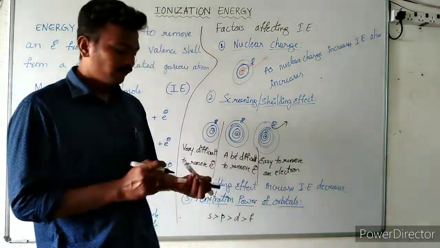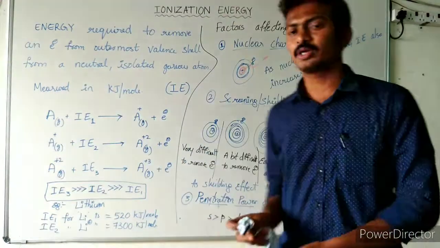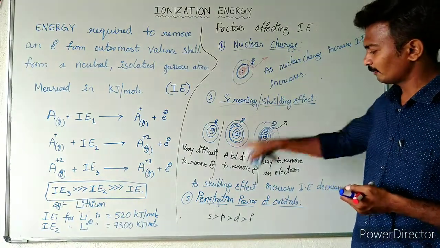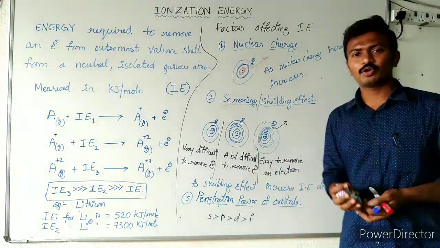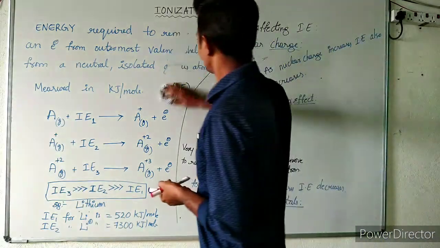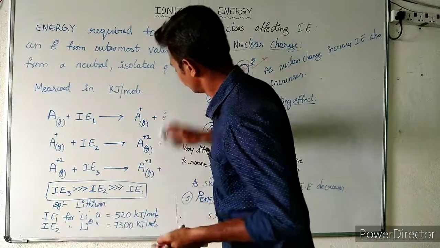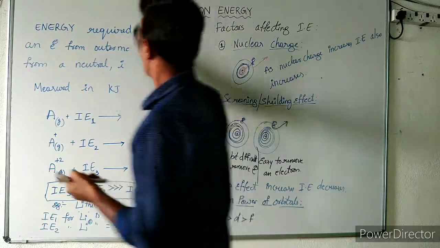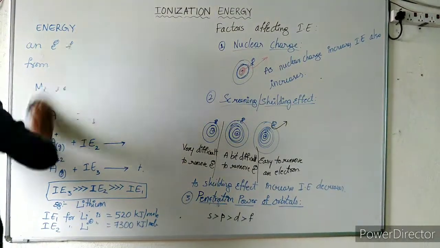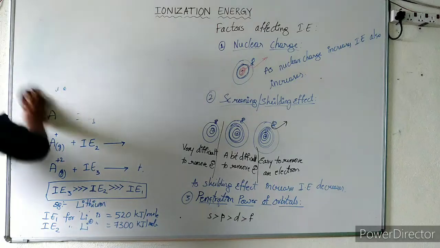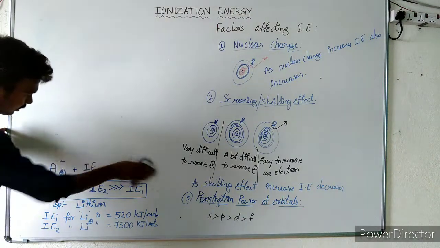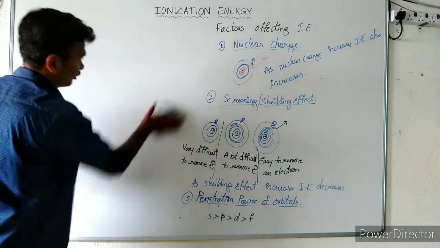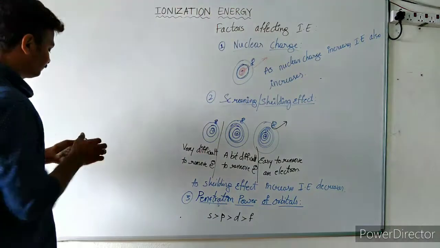Okay, all these are the factors, and the next factor which we are going to discuss is, see, we have discussed nuclear charge, screening effect or shielding effect, and penetration power of orbitals, and the fourth one is stable configuration. What is the configuration? Electronic configuration. It is the way how the electrons will be filled, or arranged around the nucleus of an atom.